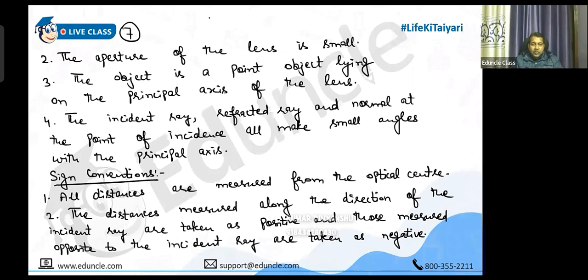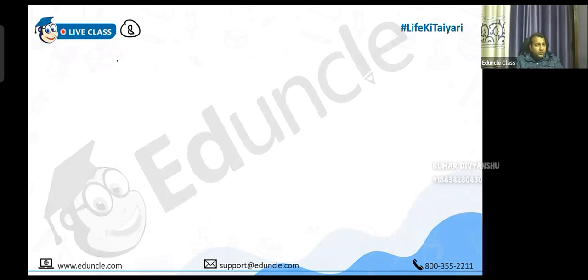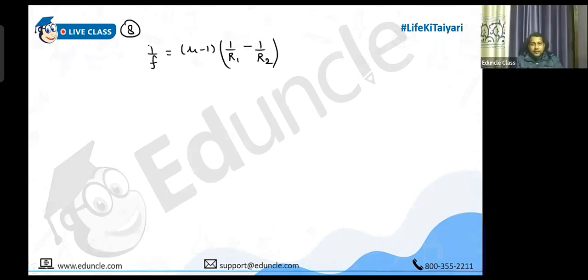Now, what is the lens maker's formula? Can anyone tell me? 1 by f equals 1 by v minus 1 by u. That is the lens formula. I'm asking about the lens maker's formula. 1 by f equals mu minus 1 times 1 by r1 minus 1 by r2. Yes, this is the lens maker's formula. Lens makers means it is used by lens manufacturers: how to carve the lens, how much radii of curvature it should have, and that will decide the focal length of the lens.